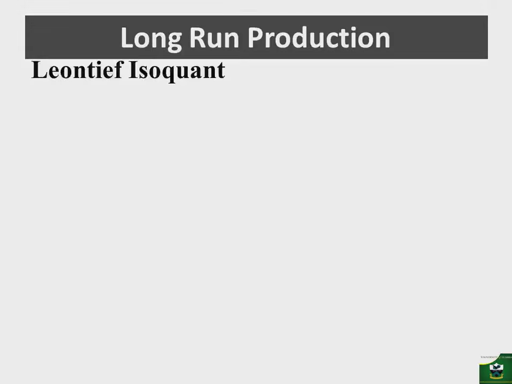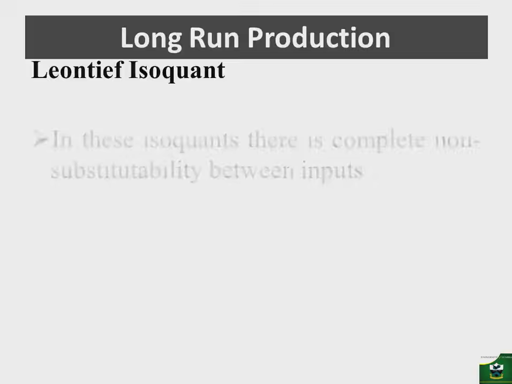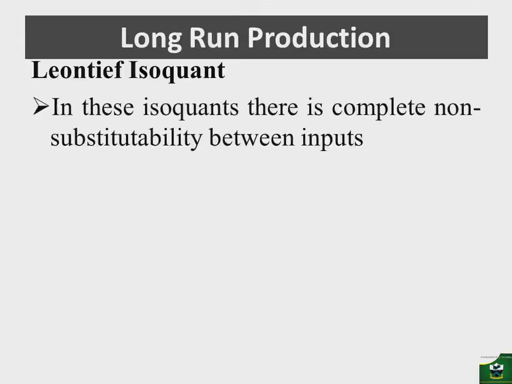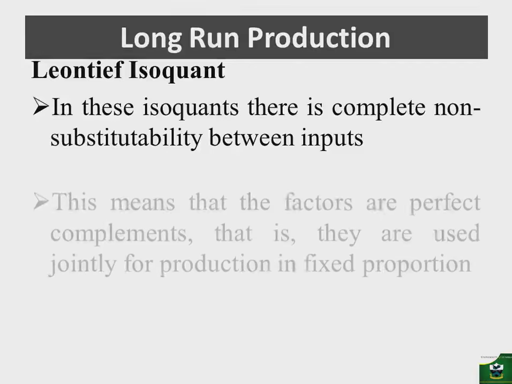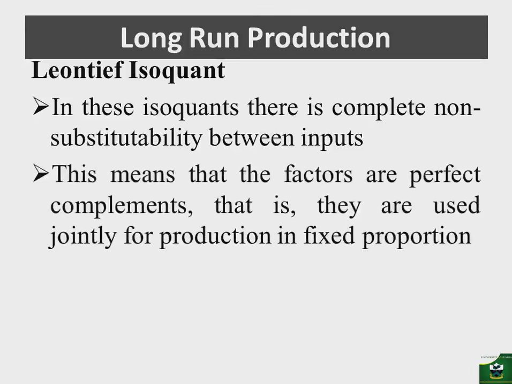Let's turn our focus to the Leontief production function. This is where we have the L-shaped isoquants. In these isoquants, there is complete non-substitutability between the inputs. Why? Because they are perfect complements. That is, they are used jointly for production in fixed proportion.